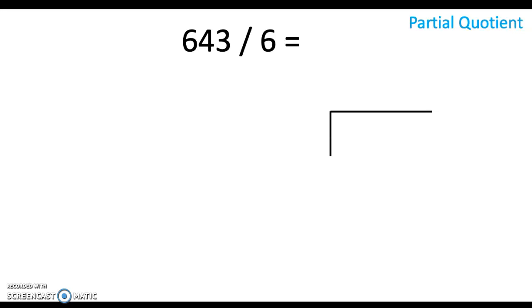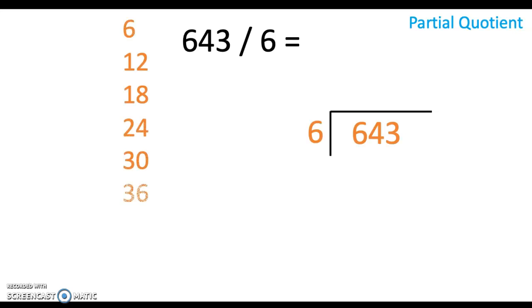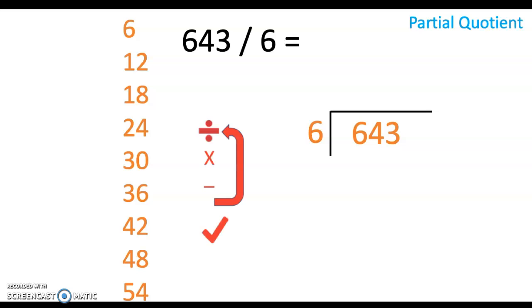643 divided by 6 using partial quotient. Set up your equation with your 6 on the outside, your 643 on the inside, and your multiplication facts if you need them. Make sure you also know your steps of divide, multiply, subtract, repeat, and check.